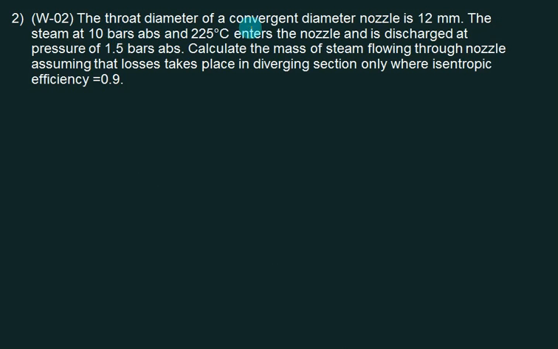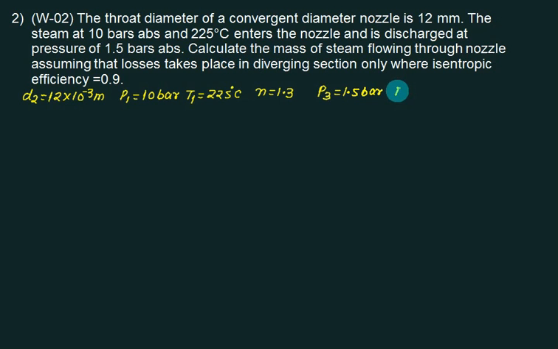Next problem. The throat diameter of a convergent divergent nozzle is 12 mm, so write D2. The steam at 10 bar, P1 equals 10 bar, and the corresponding condition is 250 degrees, superheated. Then N equals 1.3. It enters the nozzle and is discharged at a back pressure of 1.5 bar. All pressures are always absolute.